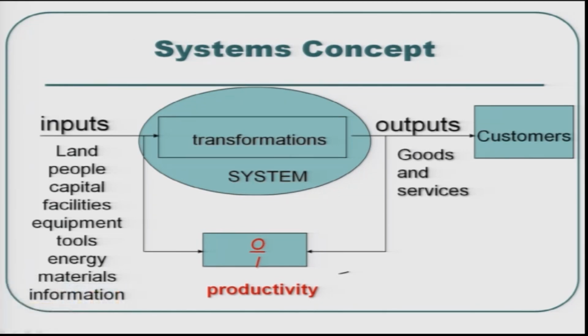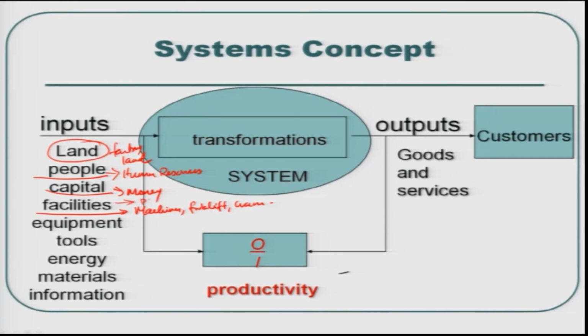The system, what are the inputs of this? The inputs of the system include multiple inputs. Land is the land parcel in which a factory is built. So factory land, you can think about it this way. People, which is human resources. Then you have capital, which is the money. Facilities, this includes machines, forklift, crane, etc.